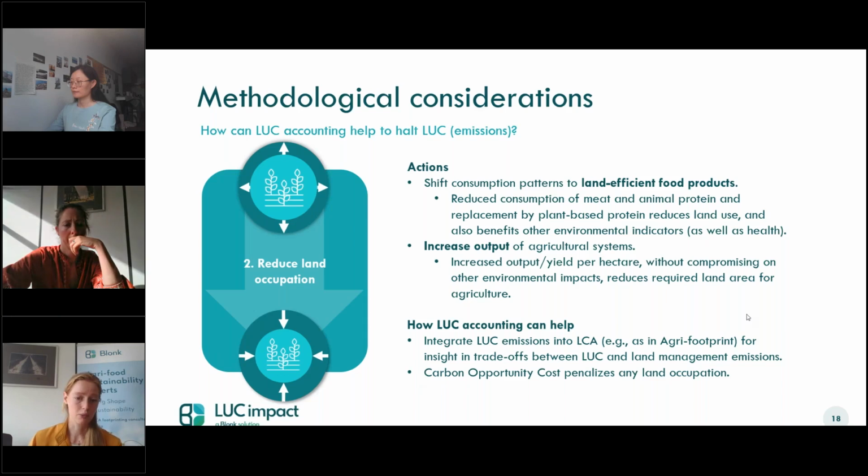How land use change accounting can help in that is to integrate land use change emissions within your life cycle assessment. For example, this is also done in life cycle inventory databases, like AgriFootprint, but also other databases that are out there from other providers, to identify and give insight into these trade-offs between land use change and land management emissions. Also, looking at other types of metrics, like the carbon opportunity cost, more equally penalizes any type of land occupation. So whether there was recent deforestation or other conversions or not, it will always show the cost of occupying land.